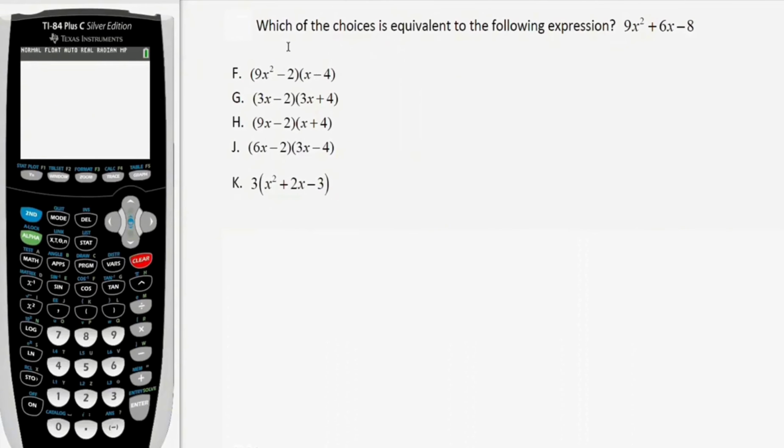So the question says, which of the choices is equivalent to the following expression: 9x squared plus 6x minus 8. So this is a quadratic expression. As usual, the first thing will be to use the calculator to put it in default mode. So press the second button, press this plus button, press 7, press 1 to reset all, then press 2, and it will do that for us.